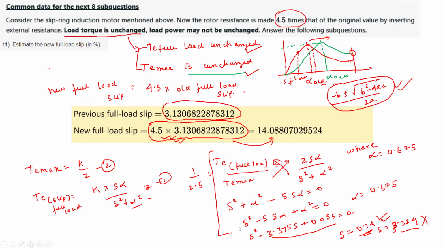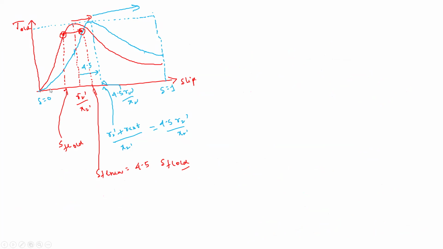Okay, so we solved all this, and we saw that the new full load slip is 0.14. The previous full load slip was some 3%. Now you will see that the new full load slip will be 4.5 times the previous full load slip. Why? Because, as I said, this shifting was happening in such a way that whatever is the factor by which the rotor resistance has changed, by the same factor the slip also changes, which we have seen in the earlier class also.